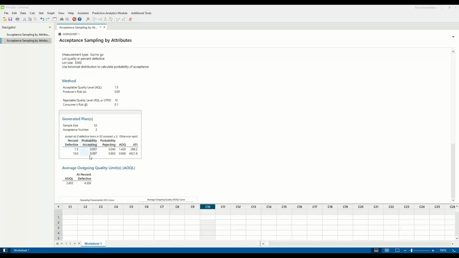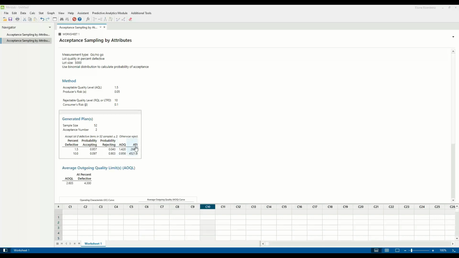And the probability of them accepting is 0.097, which is a little bit less, but that's okay for the consumer. We're not overshooting, right? Probability of rejecting is about 0.903 if it's over the limit that we had set. And okay, so these AOQ and this ATI are if you have to do the rectifying inspection.